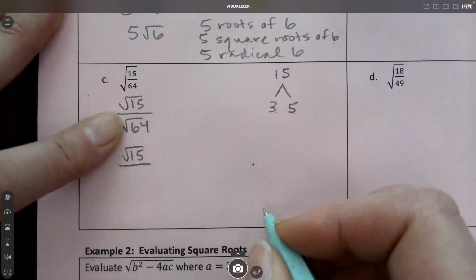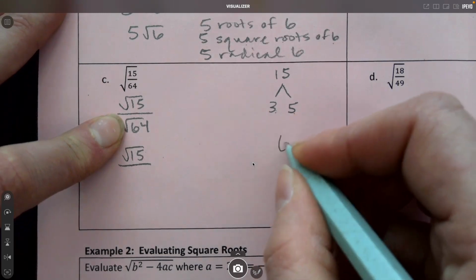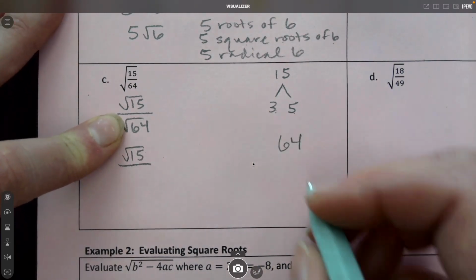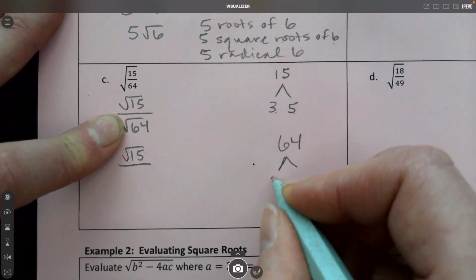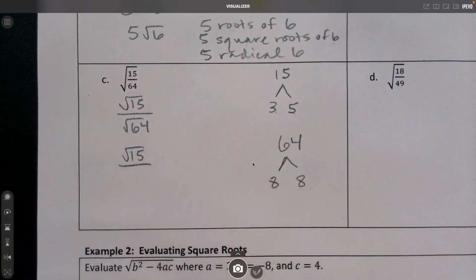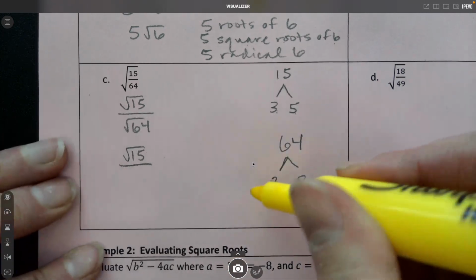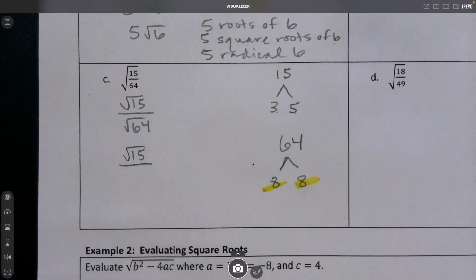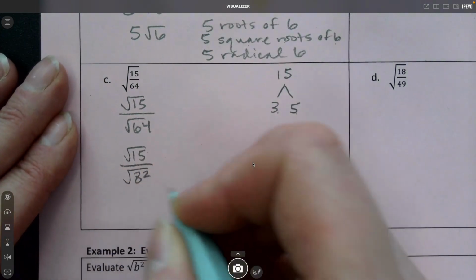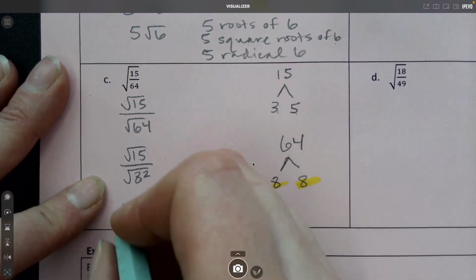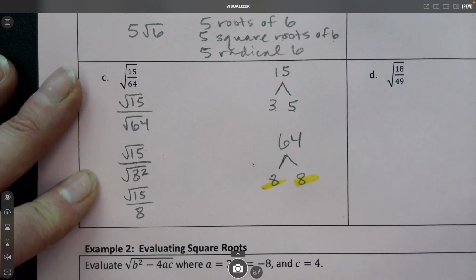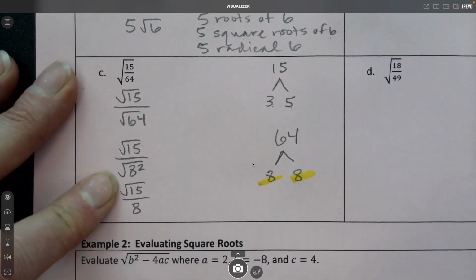So I'm done. Now you might recognize 64 from our work yesterday. If I don't recognize it from our list of perfect squares yesterday and I go to break it down, I might come up with 8 times 8. And I could keep going, but honestly, right here at this point, here's two numbers that multiply to make 64 and they're the same. So I'm really done. I can make this the square root of 8 squared, and that's just going to be an 8. So now I have square root of 15 divided by 8, or the square root of 15 eighths. That's a very weird fraction.